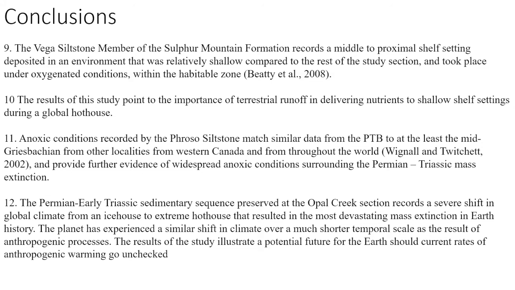And finally, the Permian and early Triassic sedimentary sequence preserved at Opal Creek section records a pretty severe shift in climate as we move from the late Paleozoic ice house to an extreme hot house in the early Triassic. And thus this resulted in the most devastating of mass extinctions in Earth history.